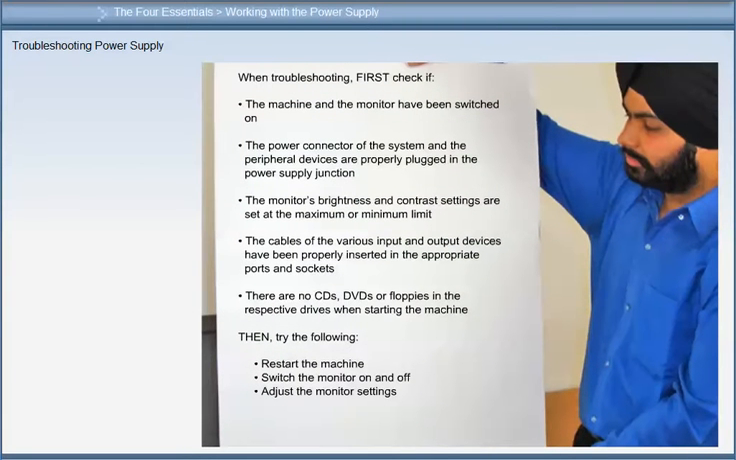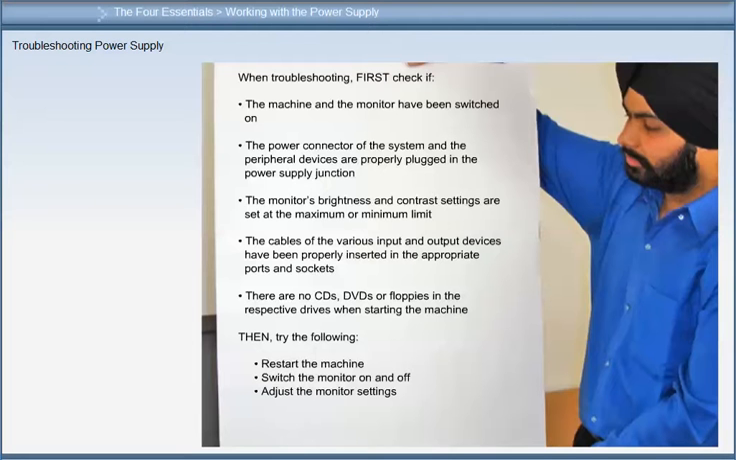When troubleshooting, first check if the machine and the monitor have been switched on. The power connector of the system and the peripheral devices are properly plugged in the power supply junction. The monitor's brightness and contrast settings are set at the maximum or minimum limit. The cables of the various input and output devices have been properly inserted in the appropriate ports and sockets. There are no CDs, DVDs or floppies in the respective drives when starting the machine.